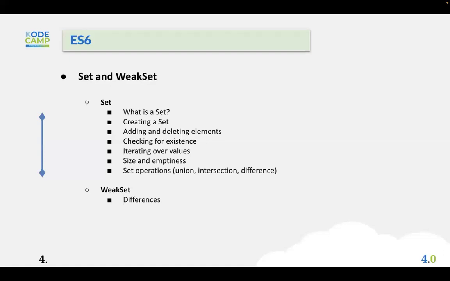Okay, so we just finished looking at maps and weak maps, and I believe we have a proper understanding of a Map and a WeakMap. So what is a set? A set in JavaScript is an object that represents a collection of unique values. It's similar to an array in terms of storing elements, but with a key distinction. Sets only allow unique values, meaning each element can only exist once in the set.